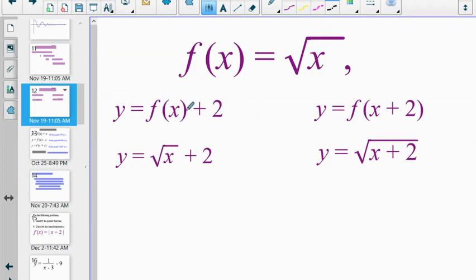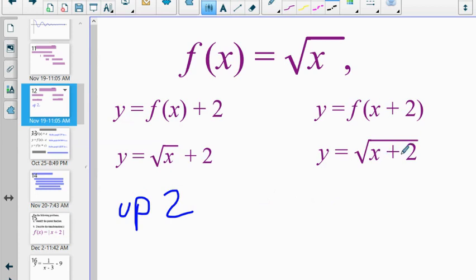Written in function notation and then just equation notation, y equals f of x plus 2. Well, my function is the square root of x, so the square root of x plus 2. And we just saw that graph is going to be moved up by 2. The plus 2 happening outside the function affects the graph vertically, moves it up by 2.